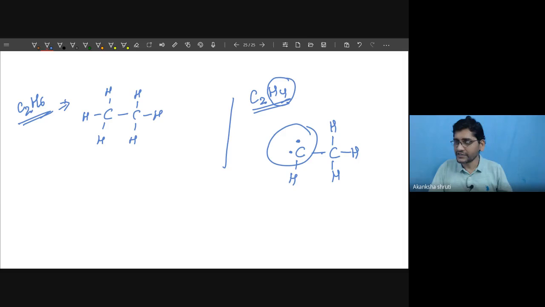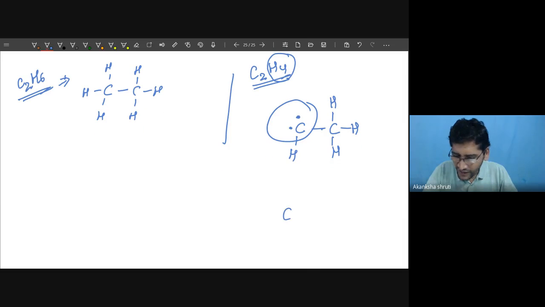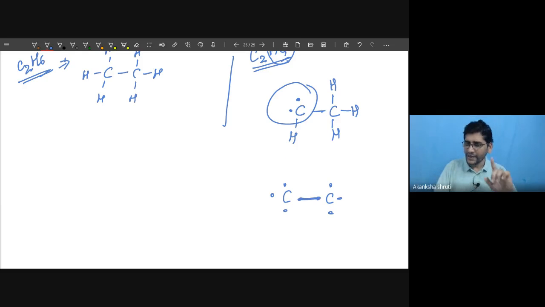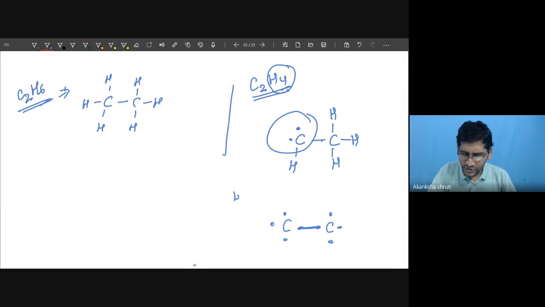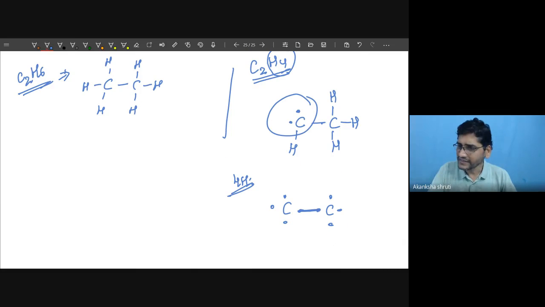So what could be the other possibility? The better way: each carbon has 4 electrons, so draw the 4 electrons. Now for linking these 2 carbons, surely I have to make at least 1 bond. Now 4 hydrogens have to be distributed. I give 1 hydrogen here to form 1 bond, another hydrogen here to form another bond. Similarly, the third hydrogen and the fourth hydrogen also go on the first carbon.